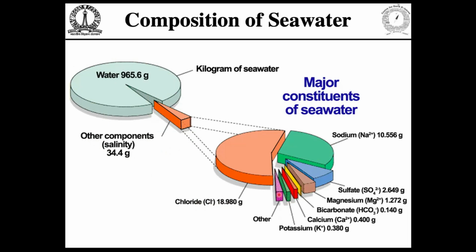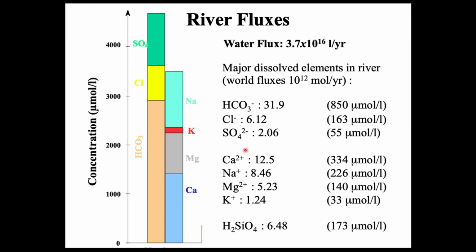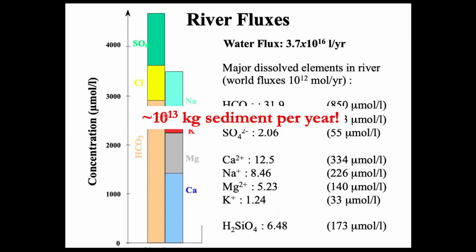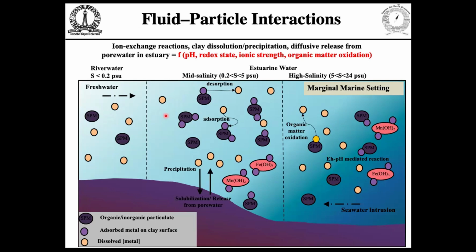So river water chemistry is dominated by bicarbonate and calcium ion. Seawater chemistry is dominated by chlorine and sodium ion. So mixing of these two end members can be easily deciphered because the major ion concentrations are significantly different. So we'll start with this basic background knowledge. Now, we have already talked about the around 10 trillion kilograms of sediment being discharged by rivers to the ocean. Let's look at what happens to these sediments when they cross the estuary.